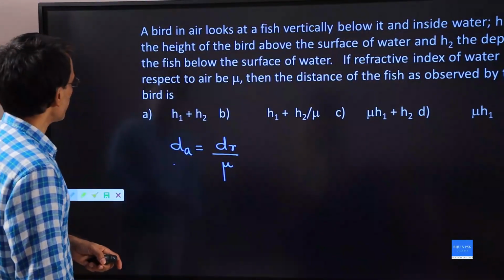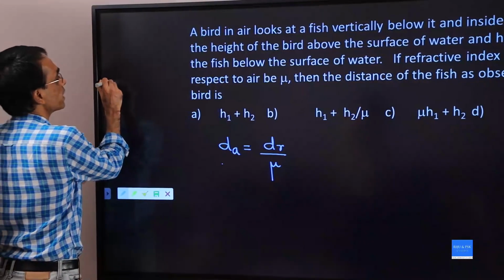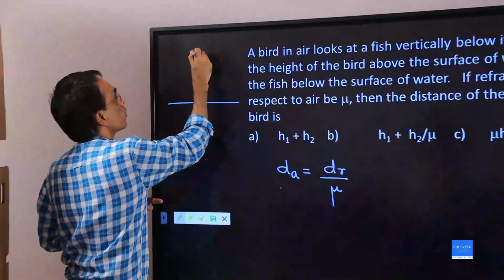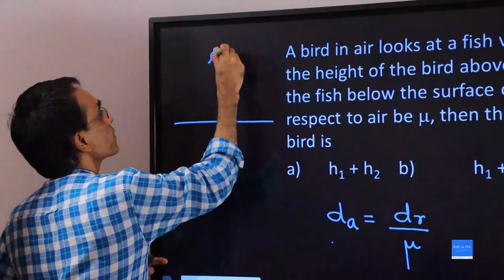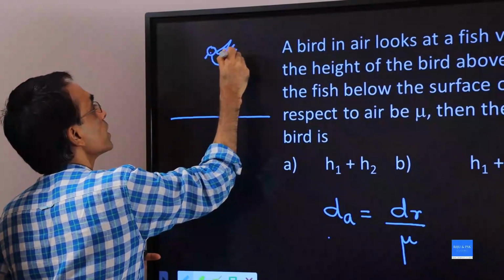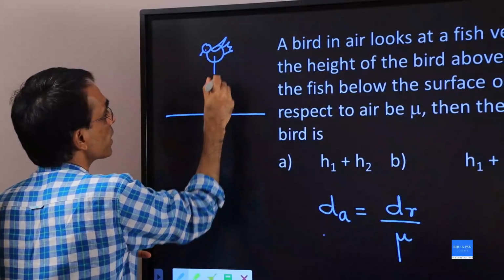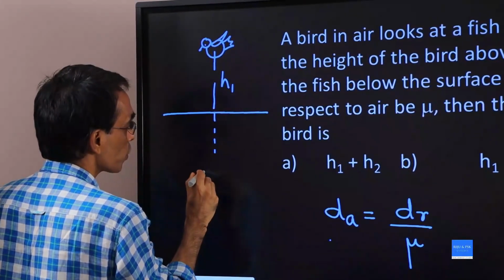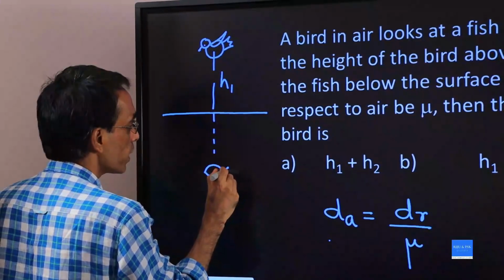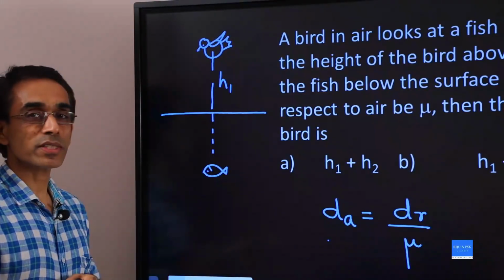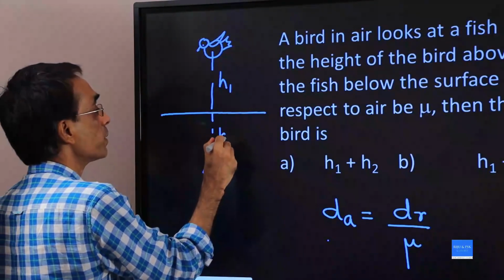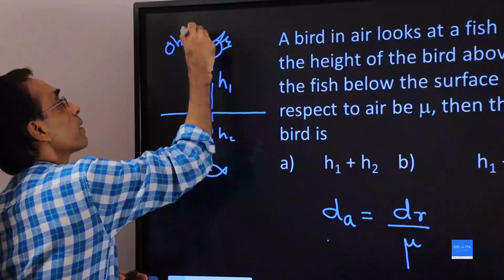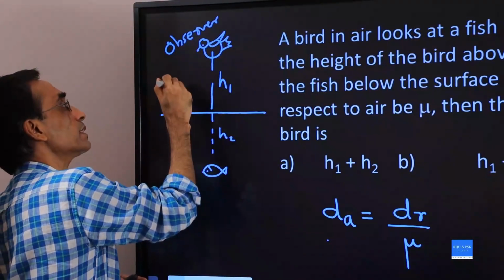Okay. Now let us say this is the water surface and this is the bird. How to draw a bird? This is my bird. This bird is flying, and the bird is at the height H1 from the surface, and the fish is here. And how to draw a fish? This would look like a fish. This is my fish. The fish is here at a depth H2. Now the bird is watching. Bird is the observer. An observer is in air.